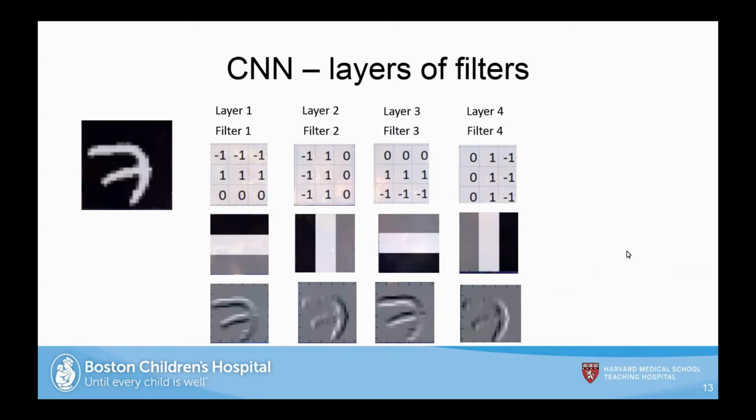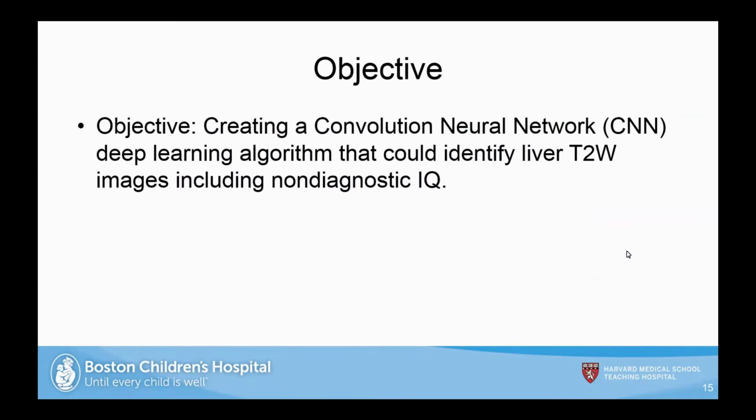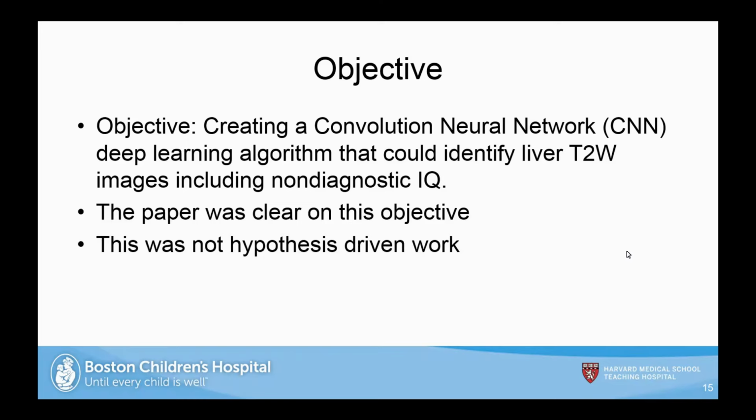So this one would be zero padded, this one would be zero padded, and so forth. So their objective, I think, was very clear in this paper. They wanted to create a convolutional neural network, a deep learning algorithm that could identify livers with T2-weighted images, including non-diagnostic image quality.